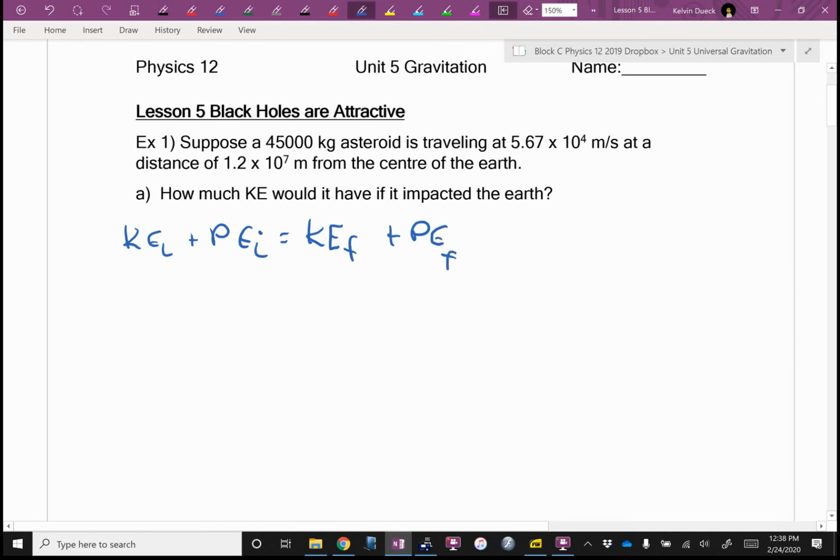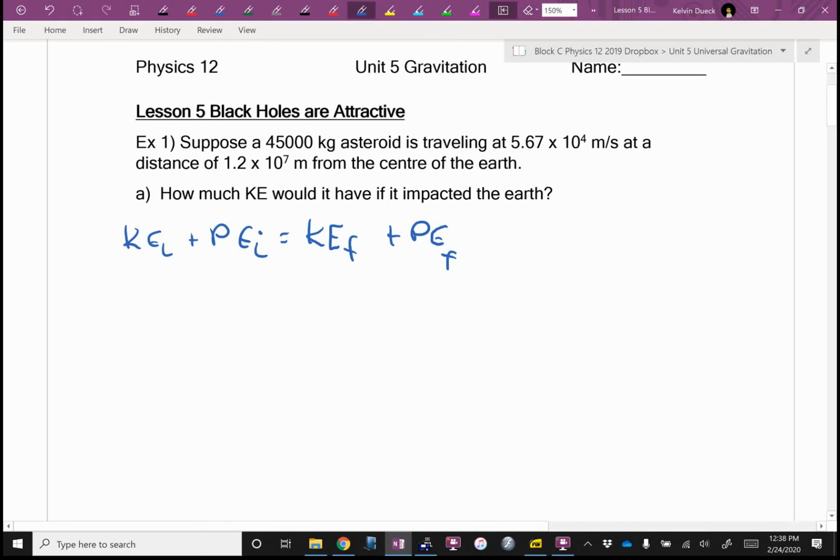Are any of these zeros? Well, KE would be if we were stopped. Are we stopped initially? By the way, also please notice initial is going to be in space. Final is going to be on the surface of the Earth in this particular question. Are we ever stopped? Is our initial kinetic energy 0? No. What about our final kinetic energy? After we hit the Earth, it will be 0, but at impact, it's going to have a lot of kinetic energy. It's going to be moving.